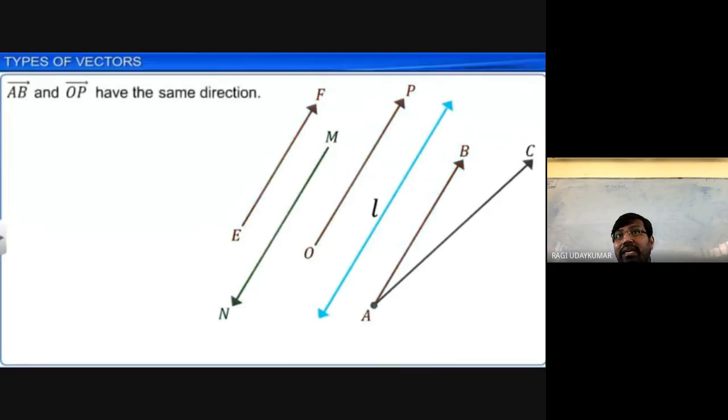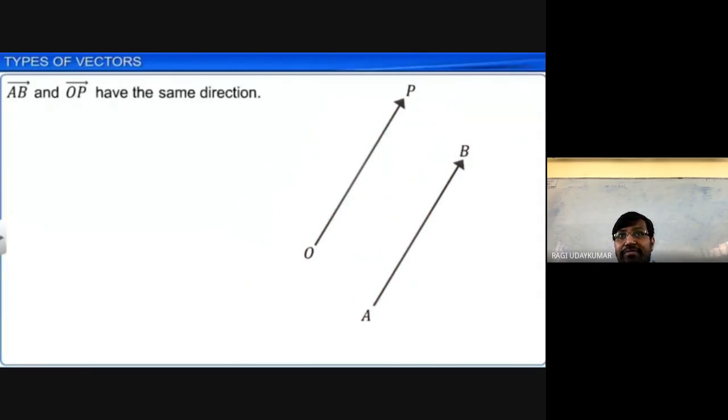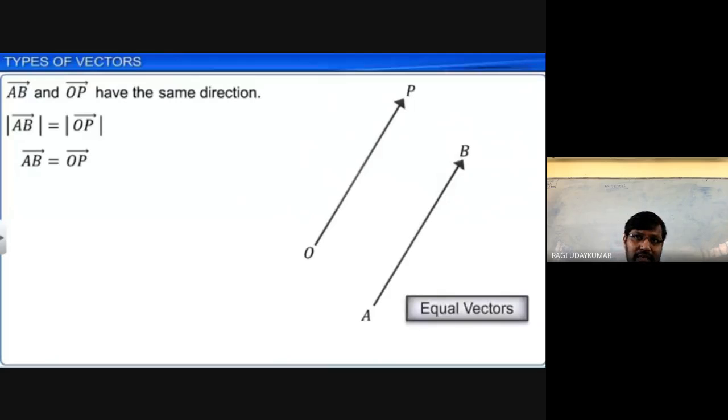देखो here AB, OP, EF are same direction they are having. So if their direction is same and magnitude is same, then the two vectors are called equal vectors. The two vectors are called equal vectors. समझ में आ रहा है अनुराग? सिंपल है, इसमें कुछ नहीं है.